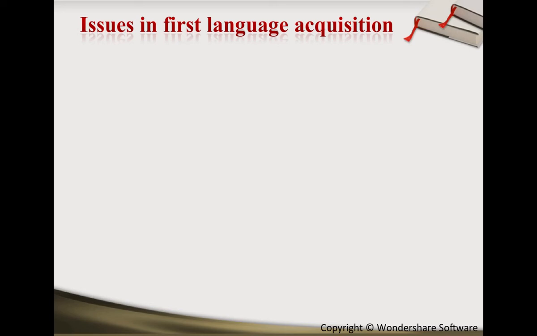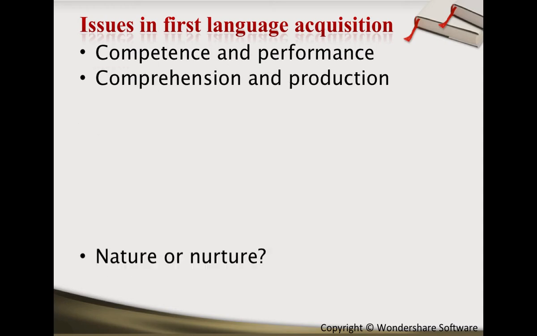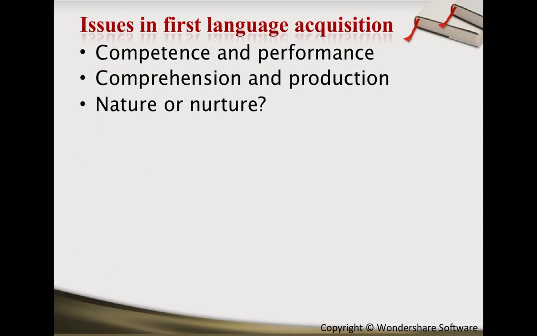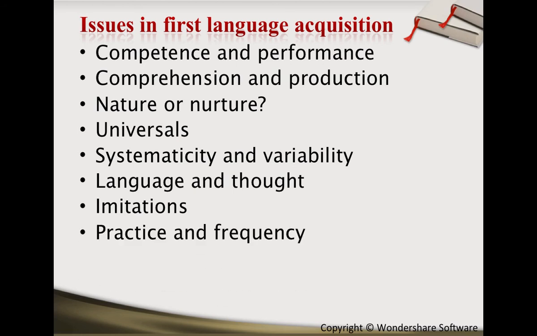Now I'm going to move to the issues in first language acquisition. Those issues have already been mentioned and explained in the previous presentation, but there they dealt more with first language acquisition. Here we are going to relate them to second language acquisition. First, we are going to start with the dichotomy of competence and performance.